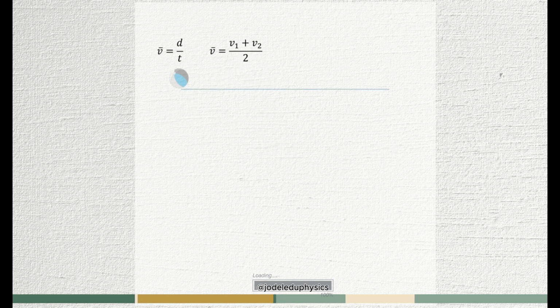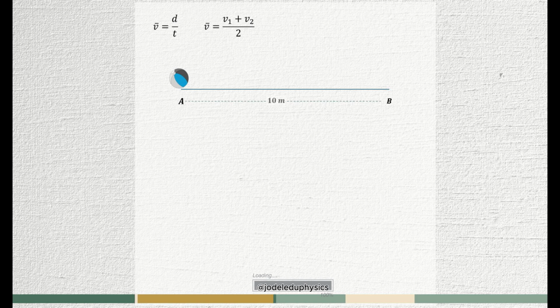Let us begin. The goal of kinematics is to describe movement. Let's illustrate this by examining the movement of a ball from point A to point B. To understand motion, we need to establish the concept of position. Let's label point A as the starting point and point B as the end point. Suppose the distance from point A to point B is 10 meters.